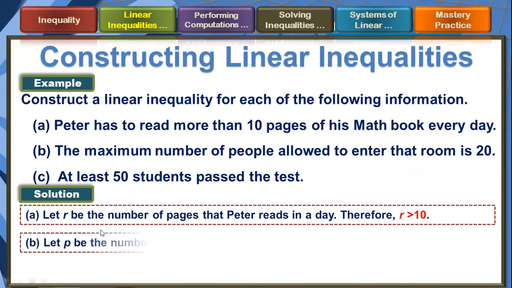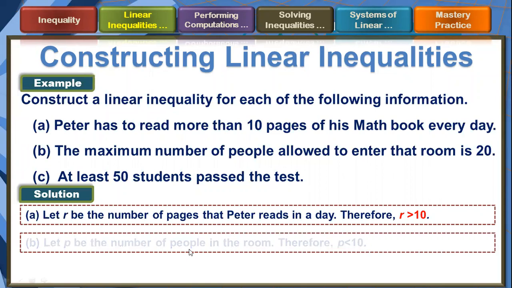For B, let P be the number of people in the room. Remember the word maximum, so it should be less than. That's the highest number that it can be. I'm very sorry about this one, this one should be 20. So P is less than 20. It's not 10, so change that one.